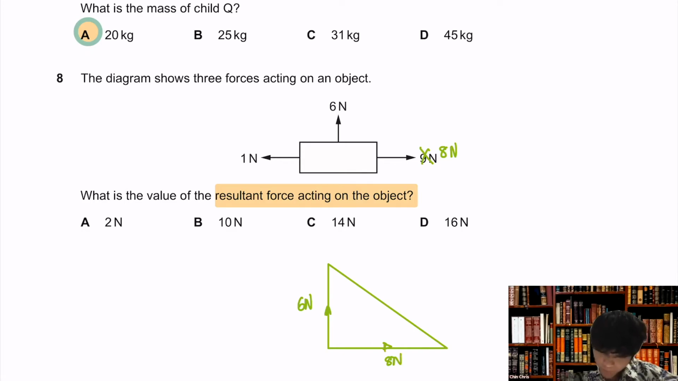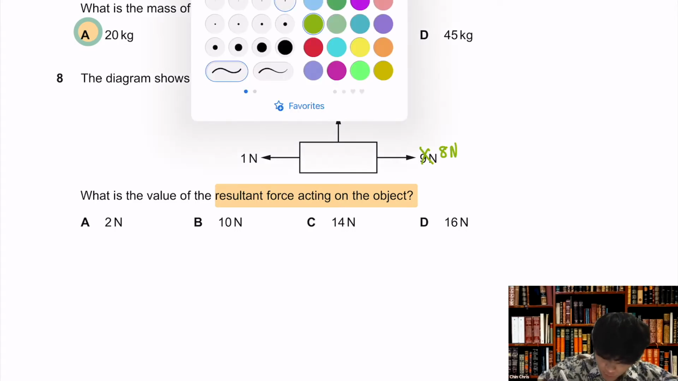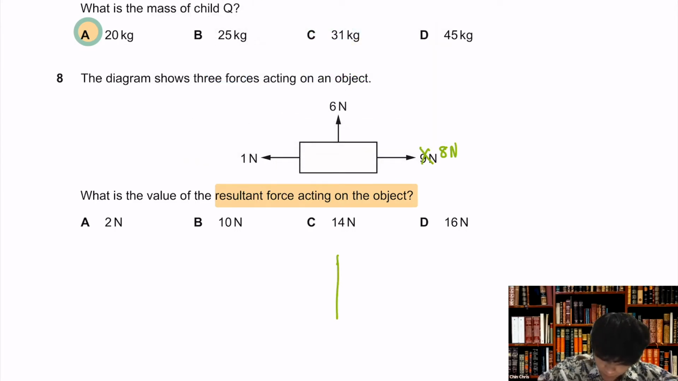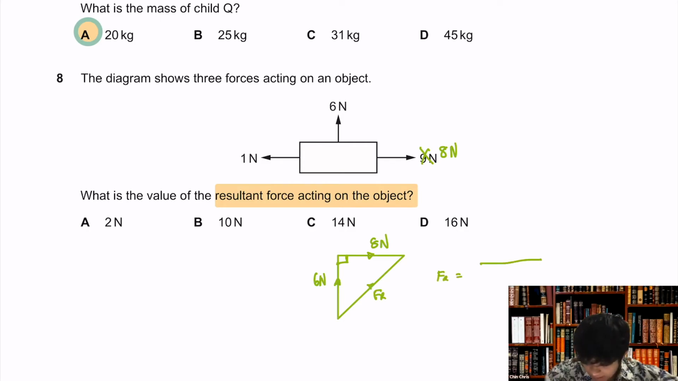Sorry, this is not how I should draw it. At first I have 6 Newton going up, am I right? Then I have 8 Newton going across. So I know that my resultant force is acting in this direction, and this is a right angle. So my FR is equal to the square root of 8 squared plus 6 squared, and I'm getting 10.